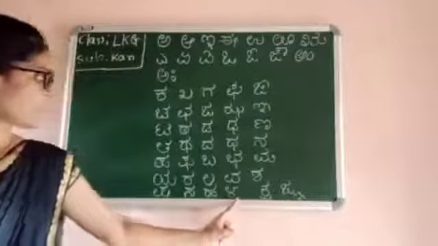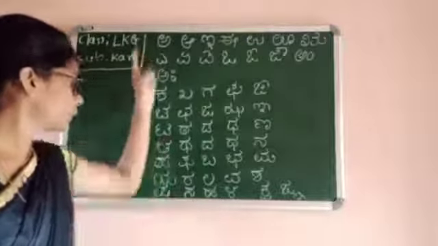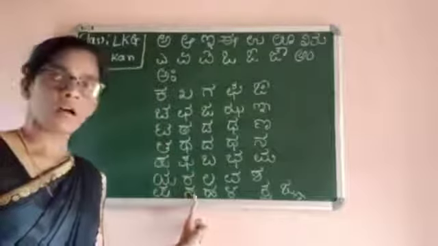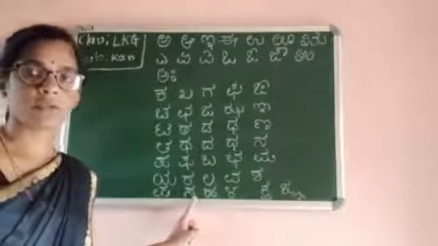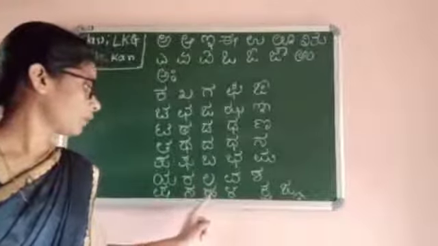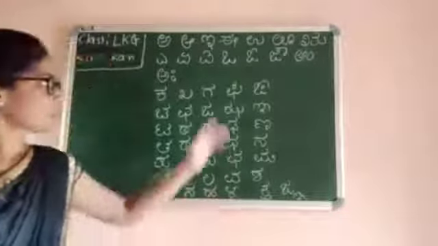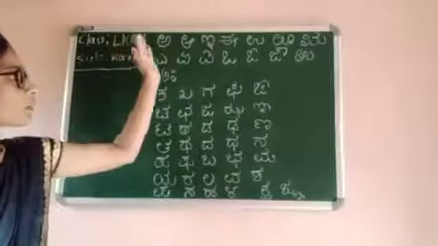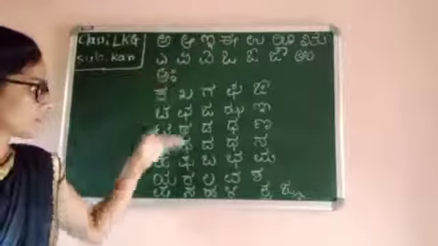Okay children, in the previous class we learnt the letters A to Sa. Now today we learn about Ha and La. What you must practice is: first write the vowels neatly. Next, write the consonants in the same way.